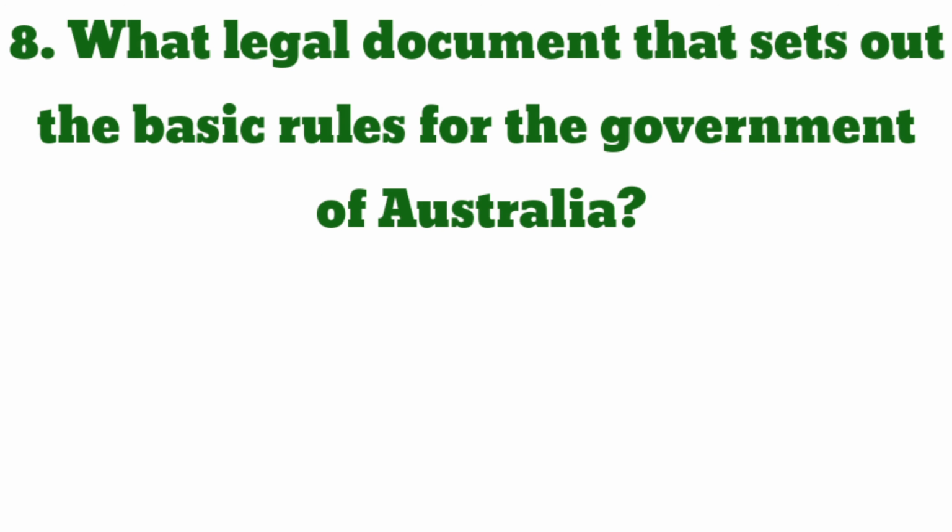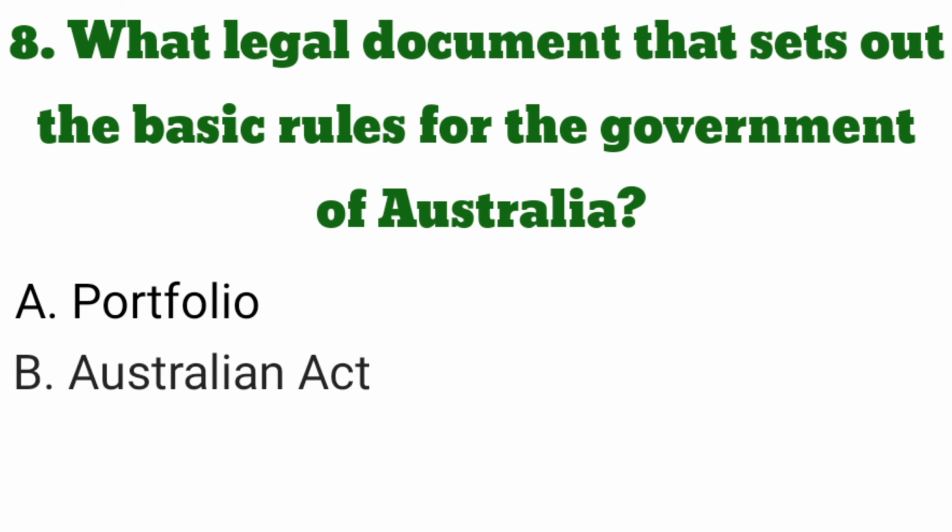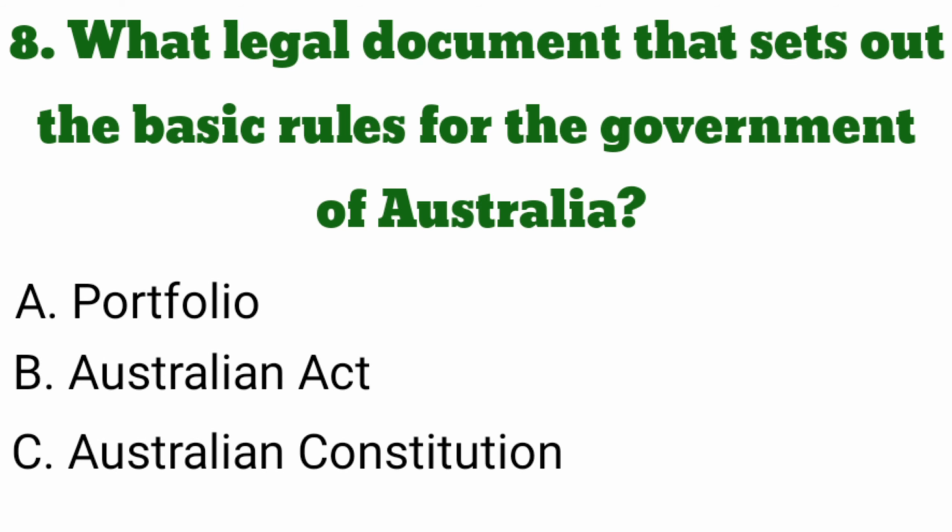Number 8. What legal document sets out the basic rules for the government of Australia? Letter A, Portfolio. Letter B, Australian Act. Letter C, Australian Constitution. The answer is letter C, Australian Constitution.